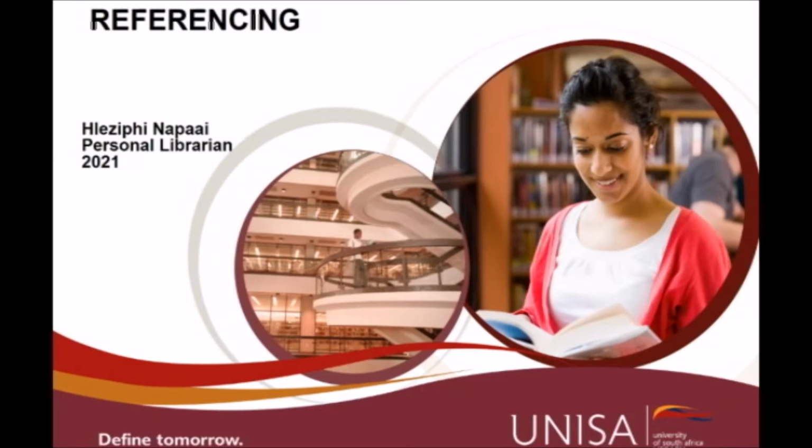I'm a personal librarian for the College of Graduate Studies, and I'm also responsible for some of the subject areas in the College of Human Sciences, Information Science, History, and Politics. And I'm sure by now you all know that I'm part of a team of 17 personal librarians from different colleges who are also responsible for different subject areas.